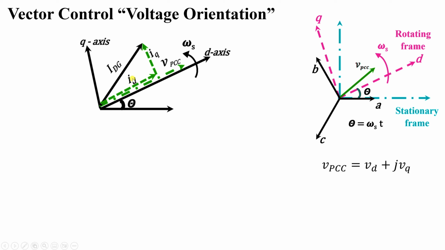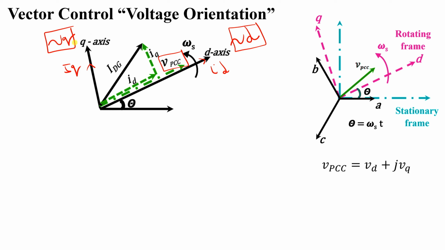IDG. So what we did is that when we put the D axis on VBCC, it means that VD will be like this and VQ will be like this, right? Since we have IQ and ID here. So what you will see is that VD is oriented on VBCC and VQ is oriented on the Q axis.